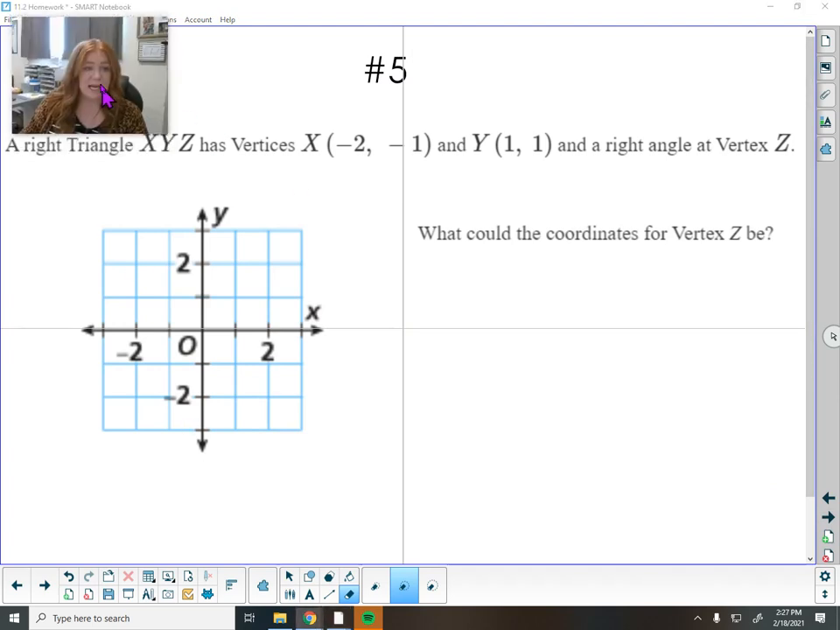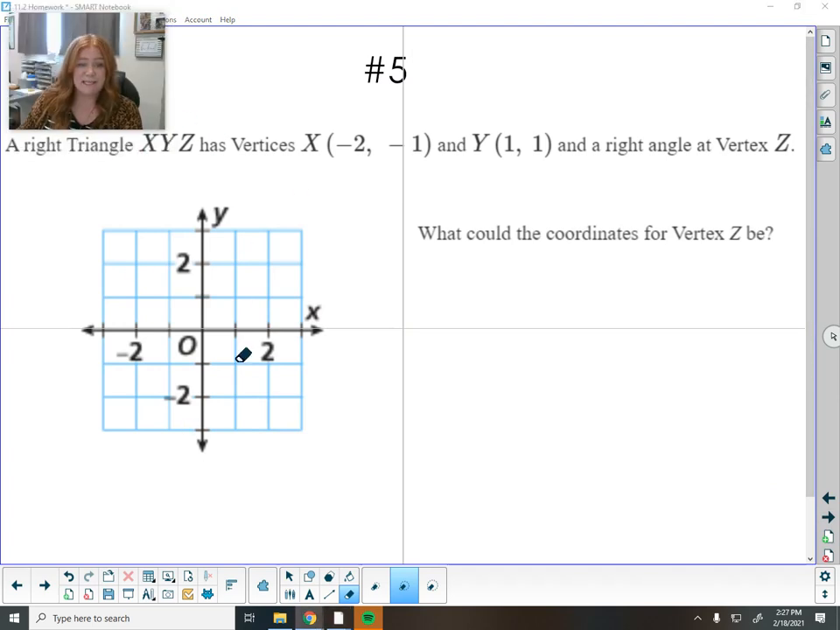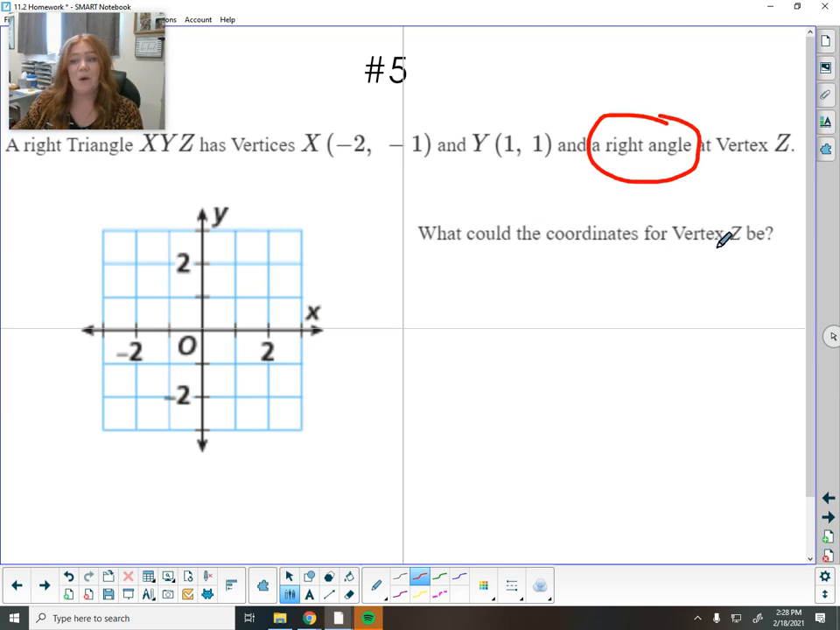Number 5 tells us that a right triangle XYZ has vertices X, Y, and a right angle. So that's important to notice, our right angle. What could Z be? So let's start with graphing. So we've got -2, -1, so going down, 1 over 1 up 1. So we want to make a right angle. So if I connect X and Y, where is Z going to be a right angle?